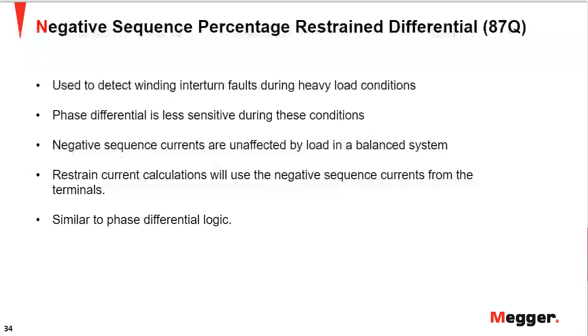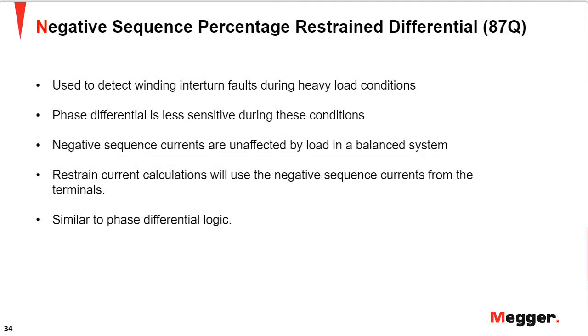And we know that the negative sequence currents are not affected by load in a balanced system, right? In this particular logic, the calculation of the operating current is similar to what we saw in the phase differential earlier, where it would choose the restraint currents from winding 1 and 2, but here it would use the negative sequence currents from winding 1 and 2 for the differential calculation, be it I operate and I restrain. The rest of the logic still stays the same, in the sense that you have your slope setting and you have your pickup and all that.